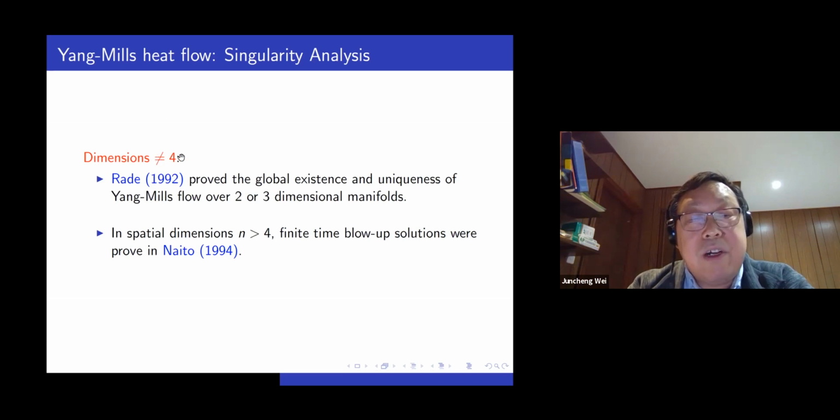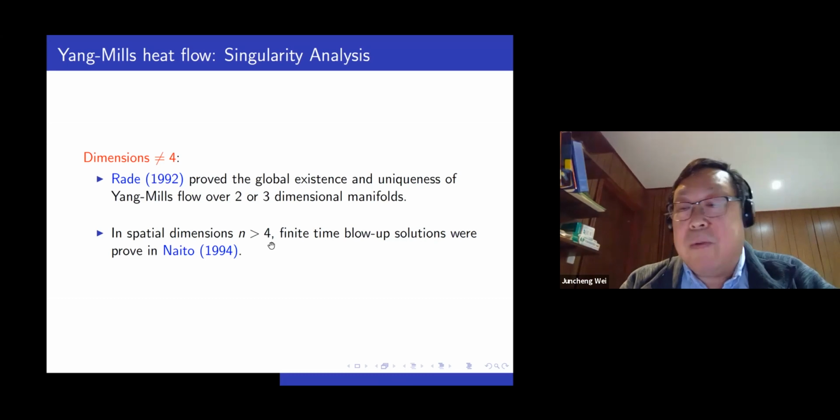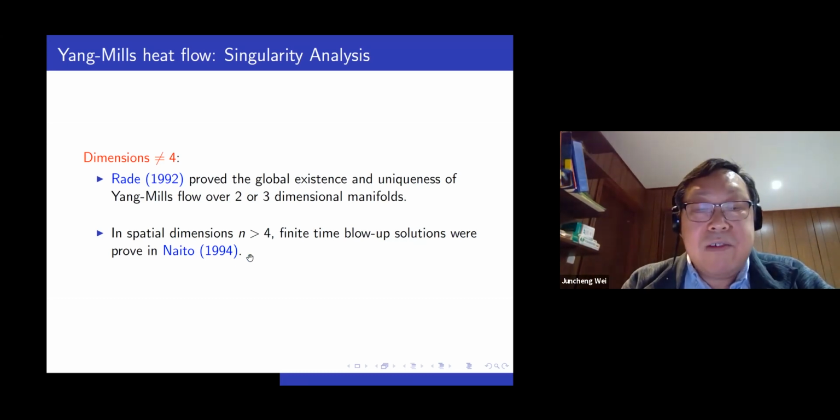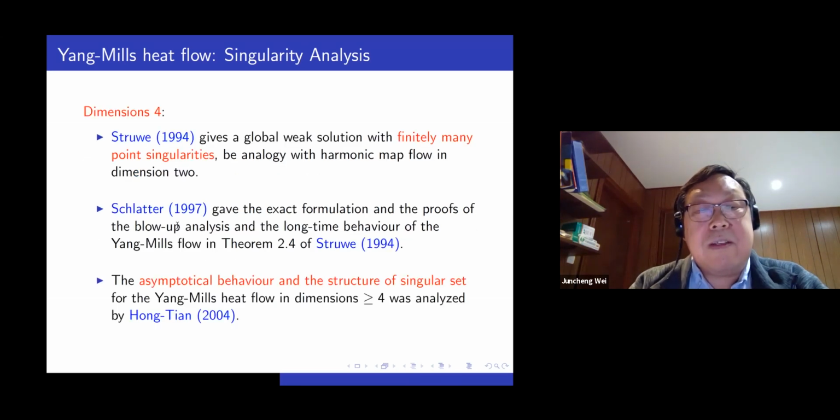if the dimension is not 4, in dimensions 2 and 3, there are global existence and uniqueness by Struwe in 1992. And in dimension n greater than 4, you can construct finite time blow-up easily by a topological argument. This is by Naito. So the really interesting case is dimension 4, which is the critical dimension. It's like the harmonic map flow. Dimension 4 is the critical dimension.